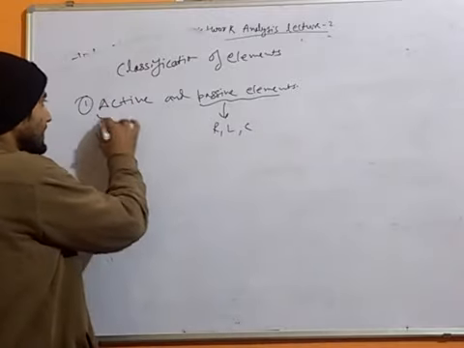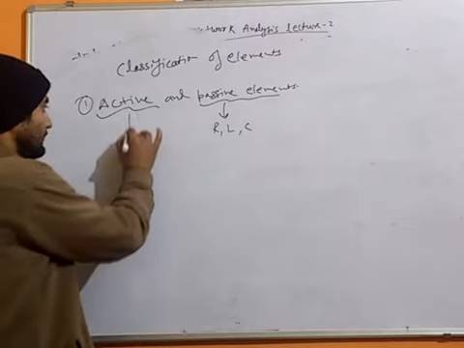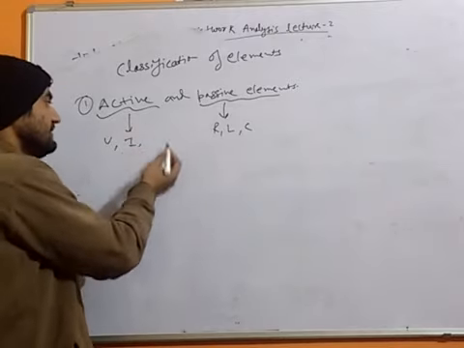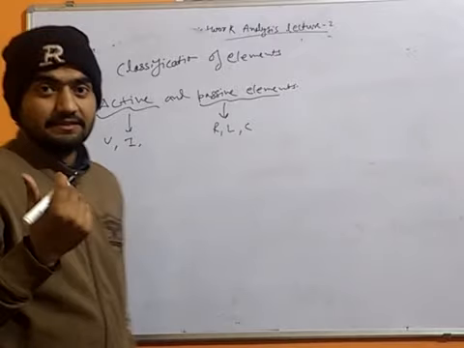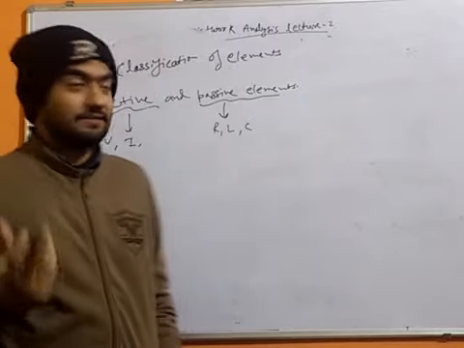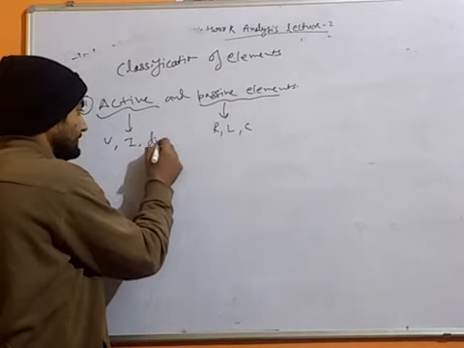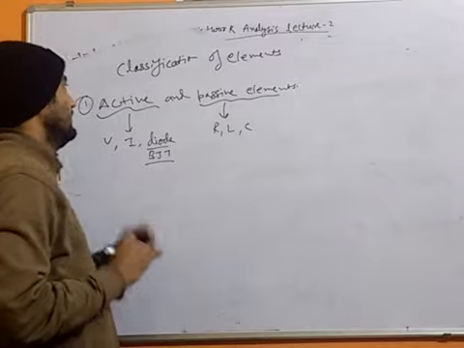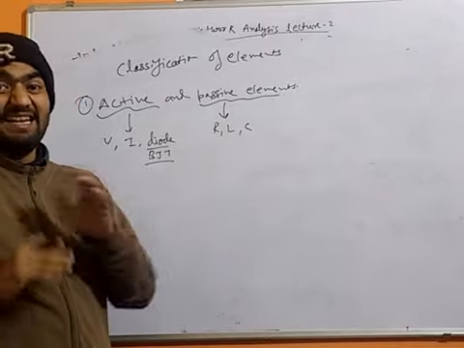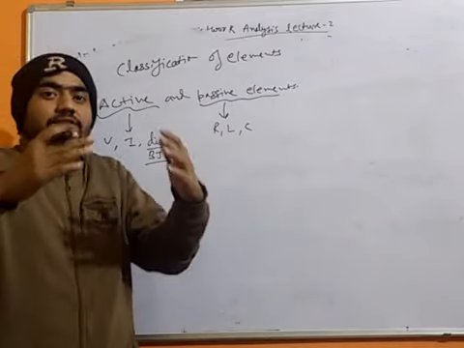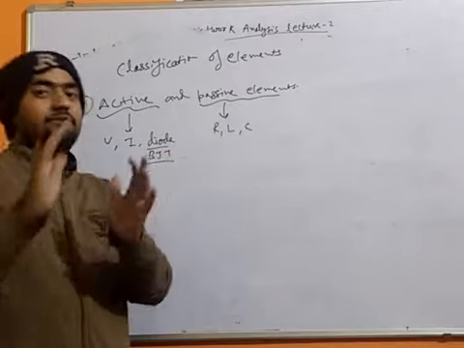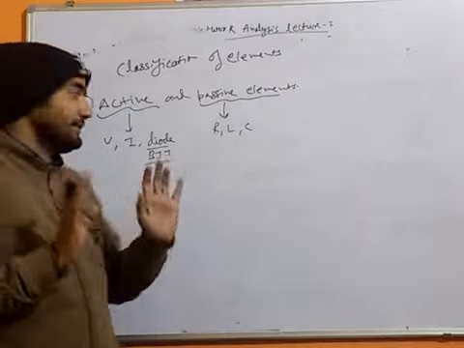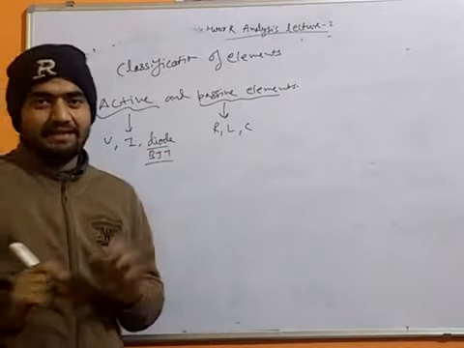Now which are in the active category? Voltage source, we all know, and current source. Apart from it, the electronic devices, the semiconductor devices, that are diode and BJT. These we can use as an amplifier, so in that amplifier we can amplify the sources, amplify the given value. In that way it can be used as supplying power. So these are in the category of the active elements.